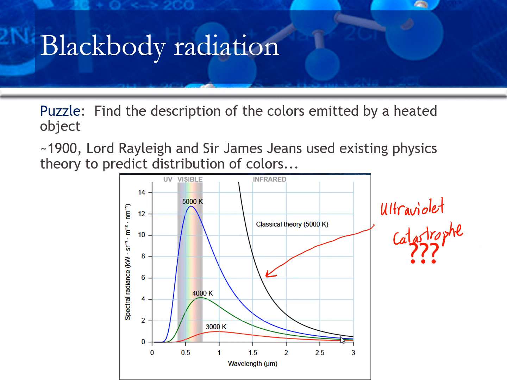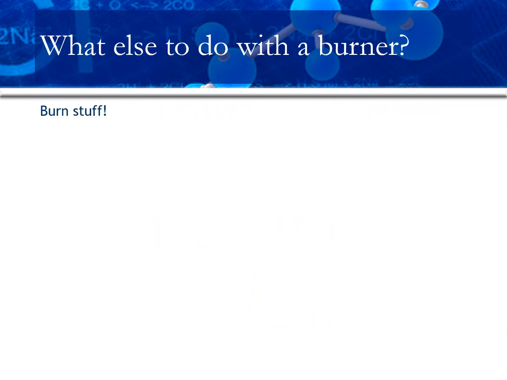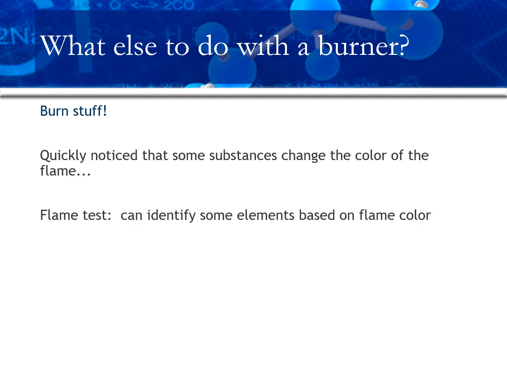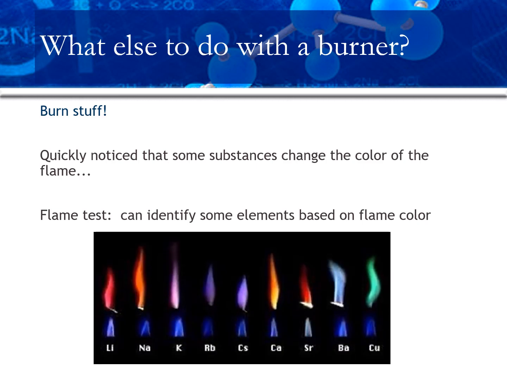Now, what else do you do if you've got a Bunsen burner and you haven't played with one before? Well, naturally, you try to burn stuff. And when you burn stuff, you quickly can find out that some substances change the color of the flame itself. In fact, this becomes the basis of what we call a flame test. We can use the color of a flame to identify elements present in the substance burning. This is a very useful analytical tool, and here's some examples of flame colors for different elements.